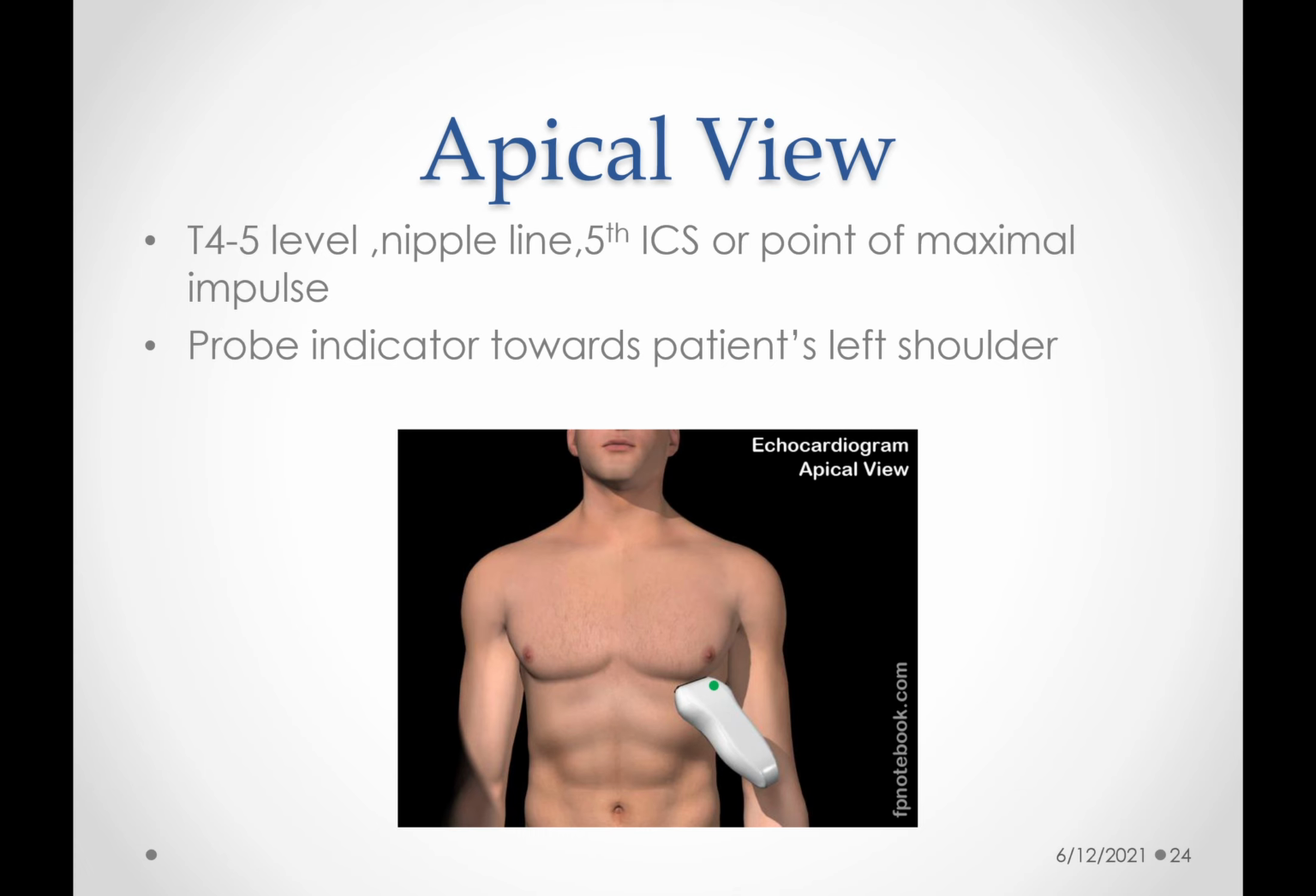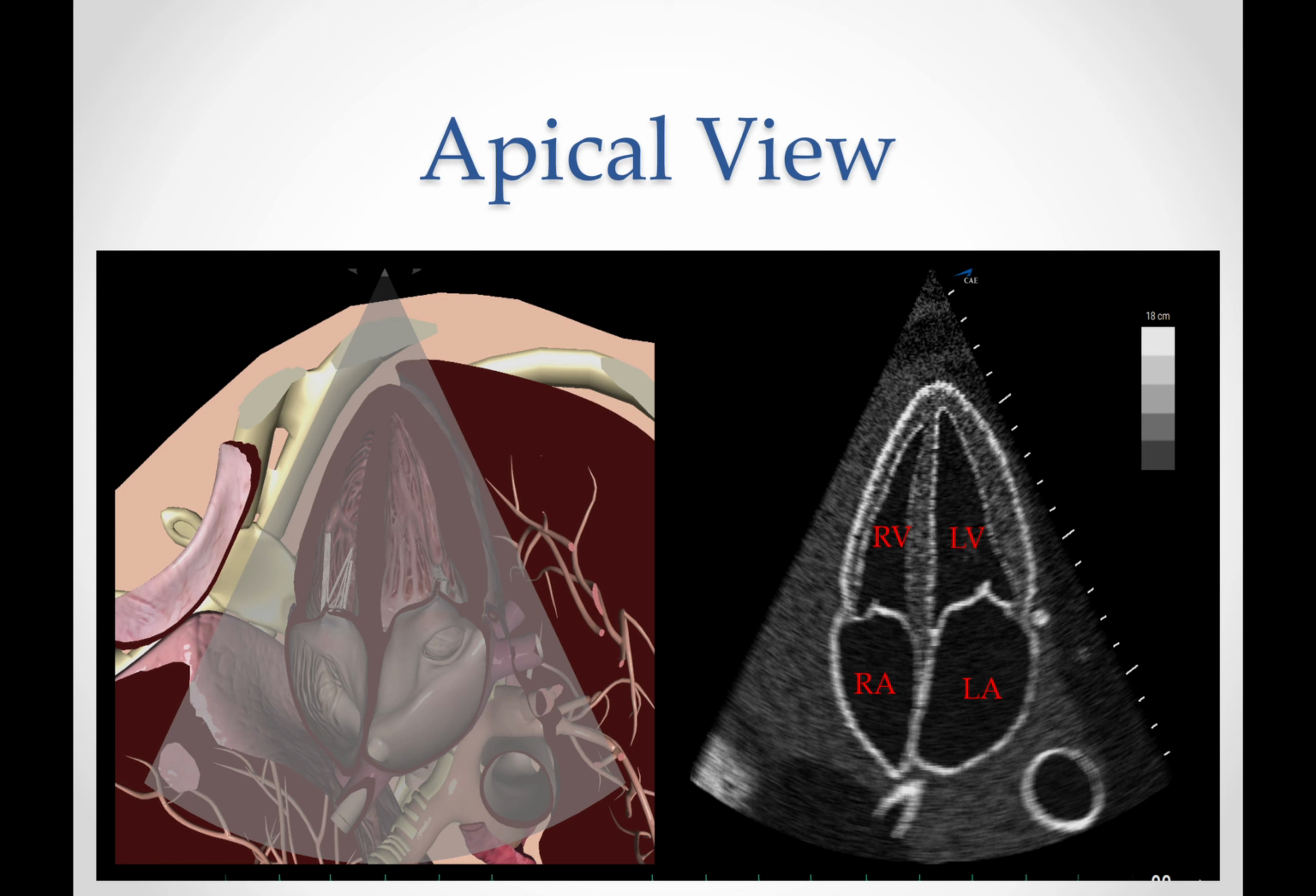Now moving to the apical view or the four-chamber view, you need to place the probe at T4-5 level or the nipple line, or feel where the point of maximal impulse is, and that's simply by placing your hand and seeing where the heart beats most. Your probe indicator needs to be pointing towards the patient's left shoulder, and this is what you will see in the apical view.